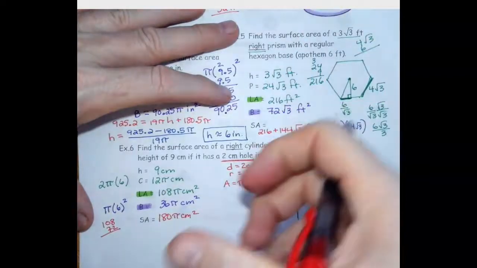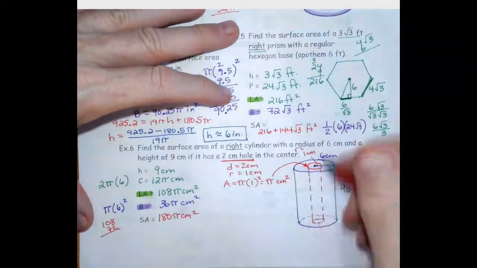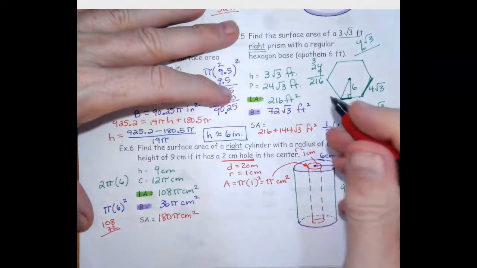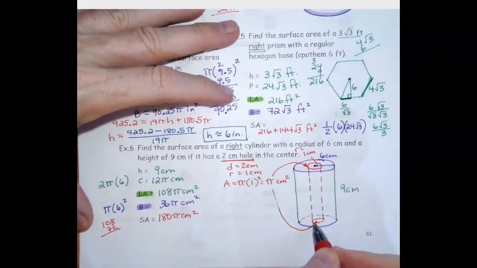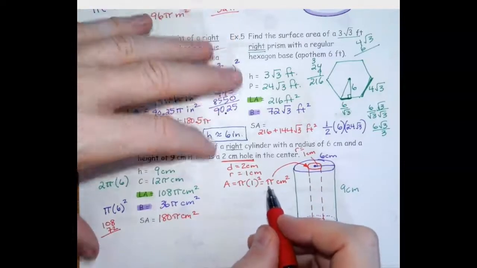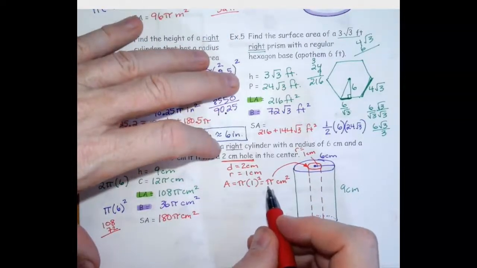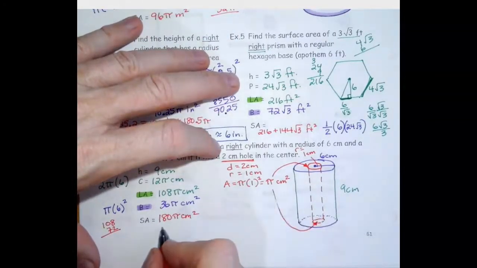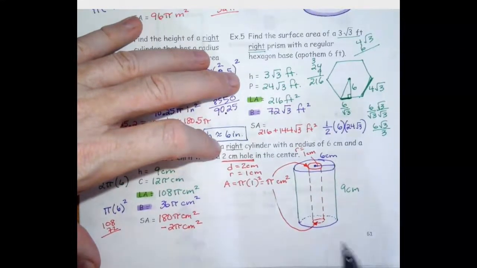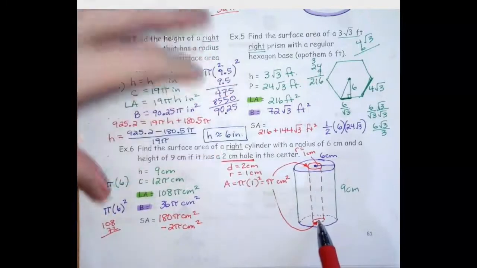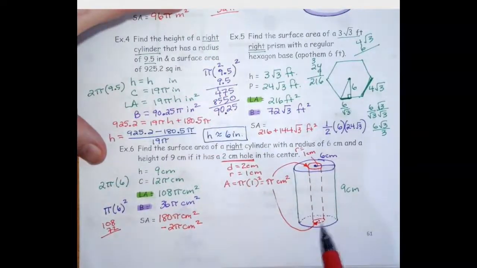That's the hole where the cardboard tube is, through the toilet paper or paper towels, whatever. But we also have one of those down here that's missing as well. So we're missing 2 pi centimeters squared, and we need to subtract 2 pi. Those are the two holes, the hole on the top and the hole on the bottom.